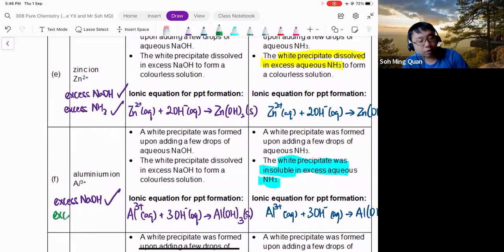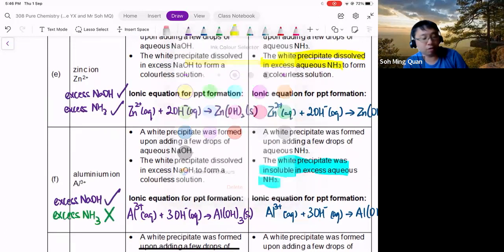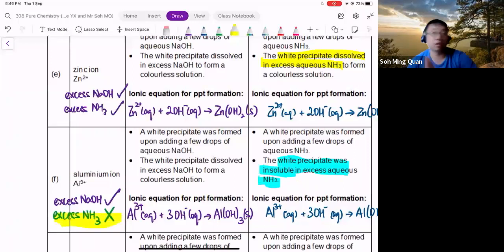But if I were to use excess ammonia, no dissolve. It's insoluble in excess ammonia. So excess ammonia is actually a good way to differentiate between zinc and aluminium ions. Okay?